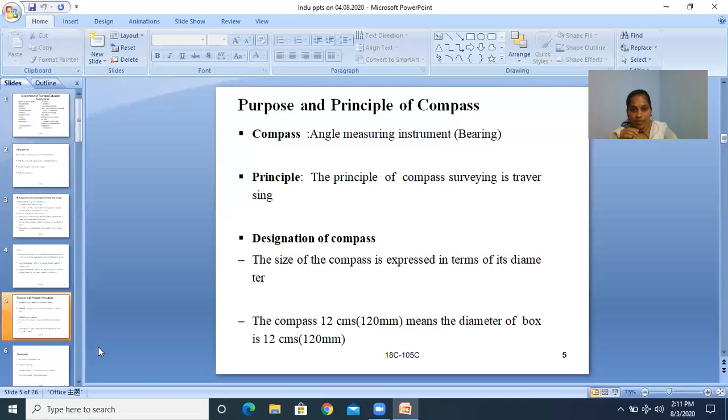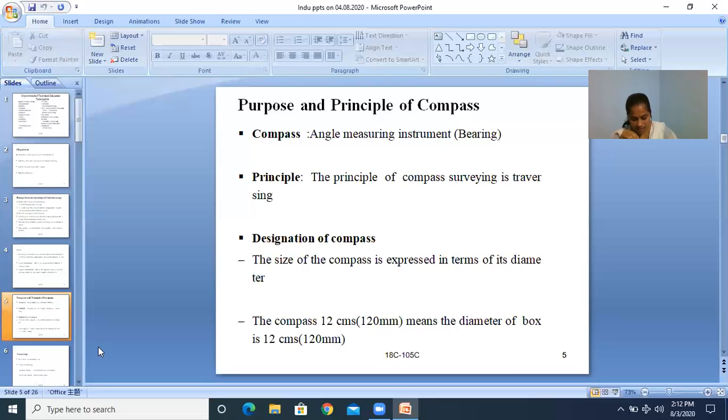And then coming to the purpose and principle of compass surveying. The purposes of compass surveying are quite the opposite of chain surveying. When the area to be surveyed is large, then we need compass surveying, right? Next, when the area is undulated and chaining is difficult, that means the area to be surveyed has a large number of undulations. Undulations means ups and downs, and when chaining is difficult, then we need compass surveying.